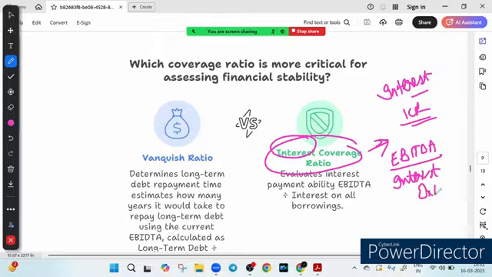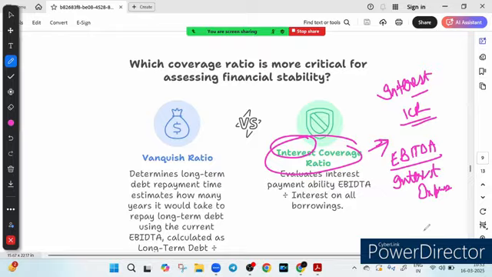How much interest are we paying, right? So if this ratio is higher, it means strong financial health, that it can easily cover interest payment, right? And if this ratio is lower, it means there is a chance of default, trouble in making interest payment, right?